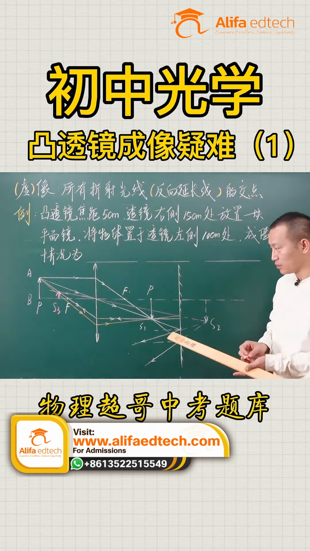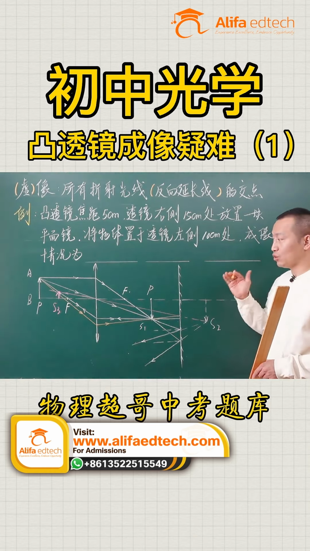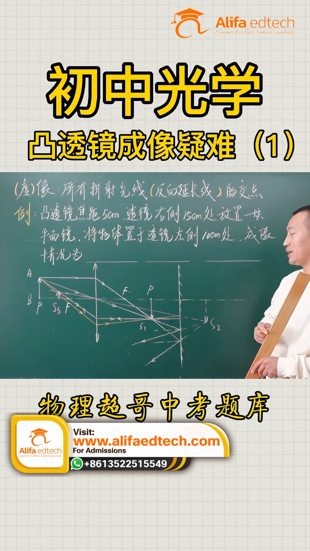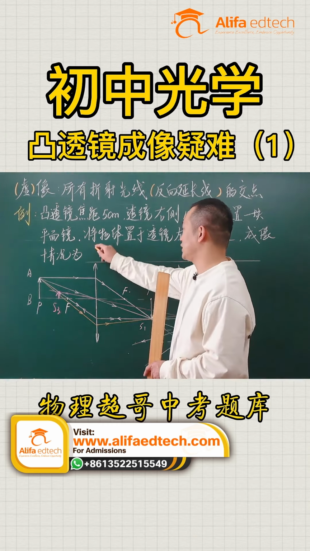So to summarize, of course, you can draw more diagrams yourself. Draw it several times and you'll discover these 3 images. S1 is upright, S2 is inverted and equal in size. And finally look at S3.